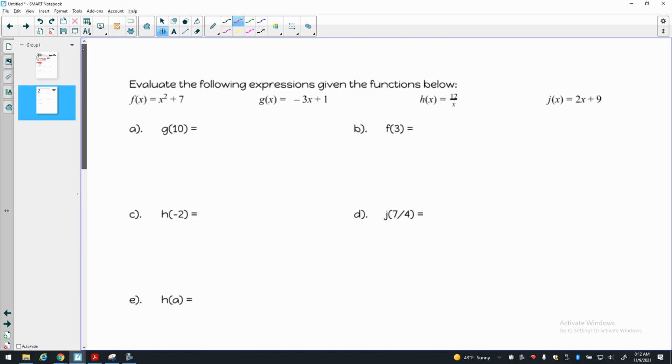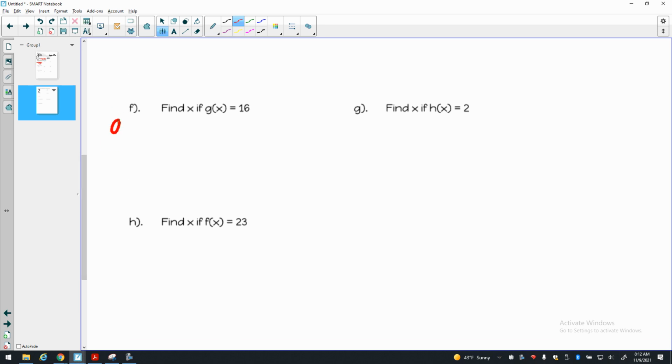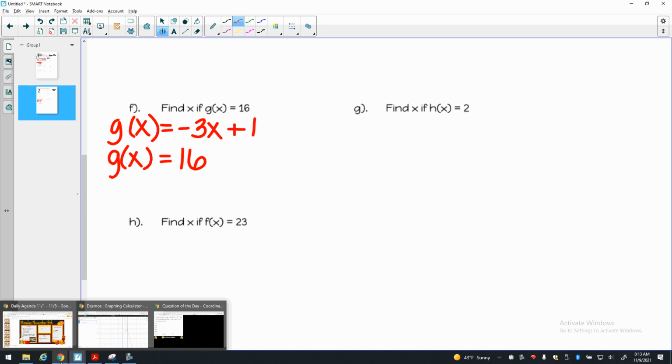So here's what we're going to do. I'm going to copy my equation down. So g of x, is it negative 3x or positive 3x? Negative. It's negative 3x plus 1, right? Agreed? What else does this problem tell me? What does g of x equal? 16. So I also know g of x equals 16.